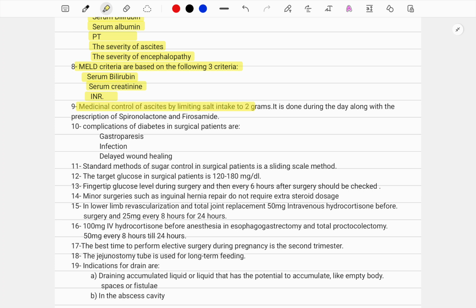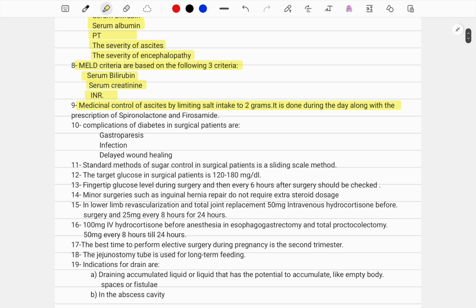Medical control of ascites is by limiting salt intake to 2 grams during the day, along with the prescription of drugs. If we have to control the ascites, salt intake has to be limited. Spironolactone and furosemide are prescribed.